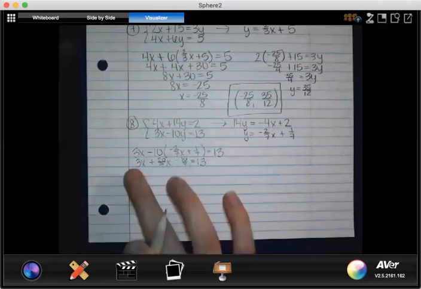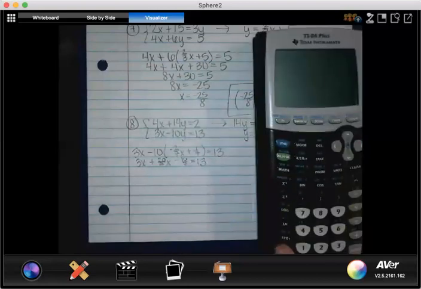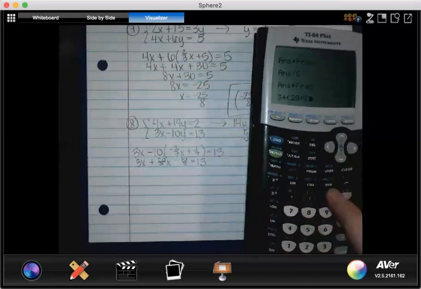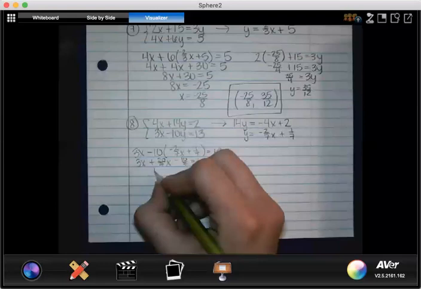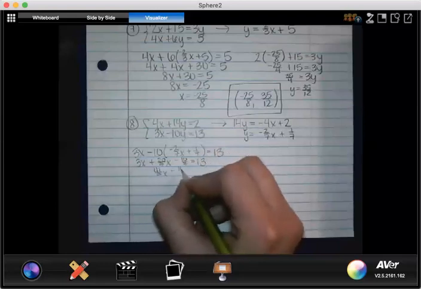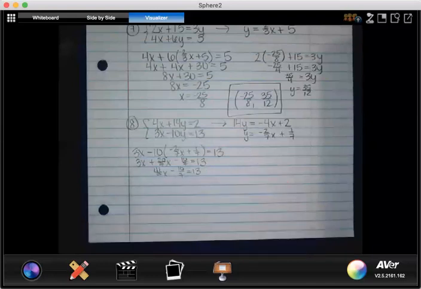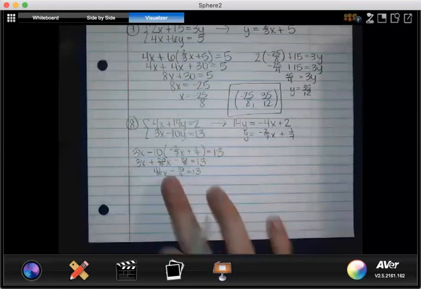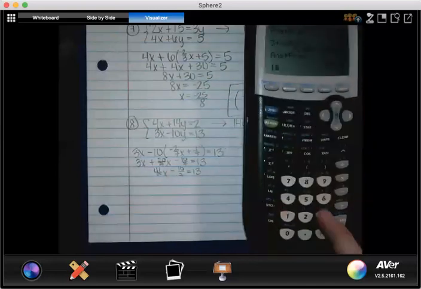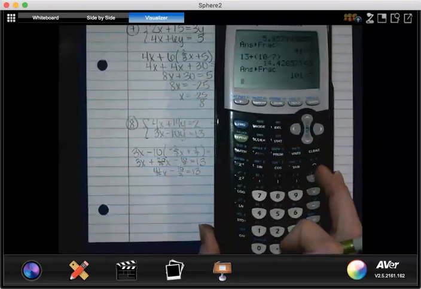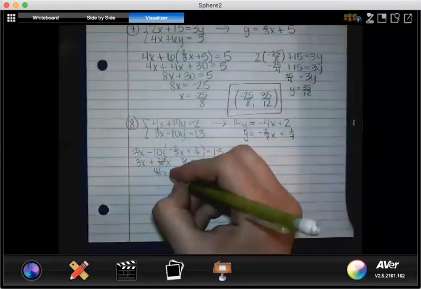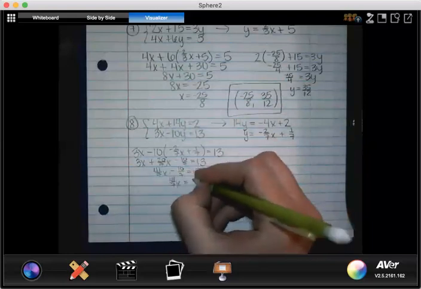So now we need to combine 3 and 20/7. Hand it in the calculator: 3 plus 20/7 comes out as a decimal. The fraction is 41/7. So 41/7 x minus 10/7 equals 13. Now I need to add my 10/7 over to 13. 13 plus 10/7, math, enter. We get 101/7. So 41/7 x equals 101/7.